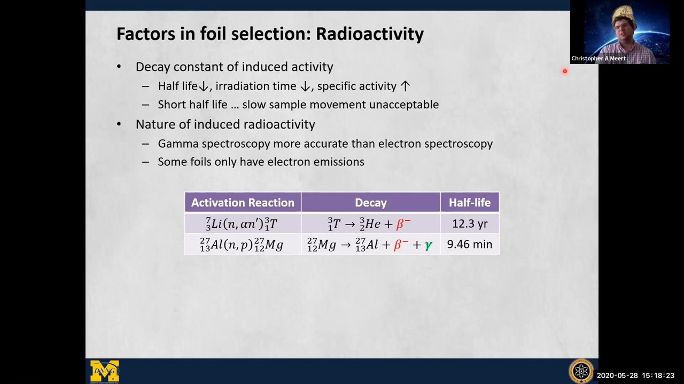A short half-life will also cause slow sample movements to have a negative effect. So for example, if your element decays very quickly, and you take a long time to move it, you're going to miss out on a lot of signal.